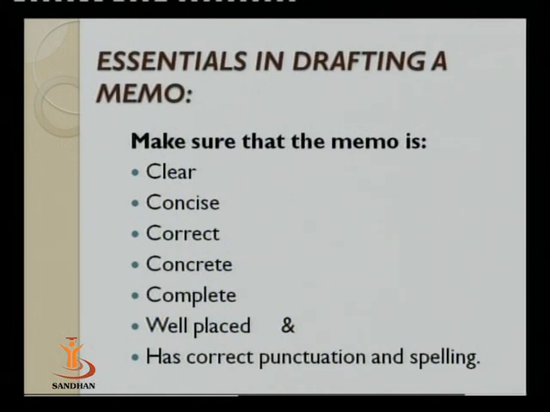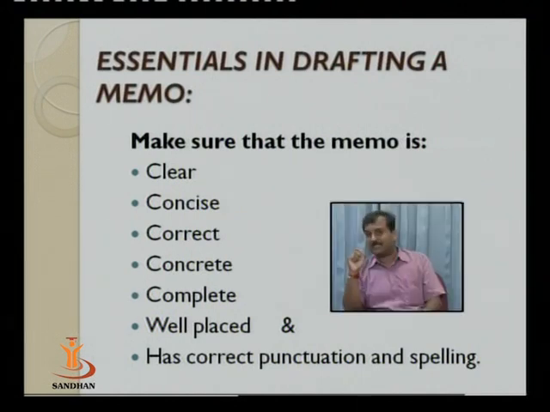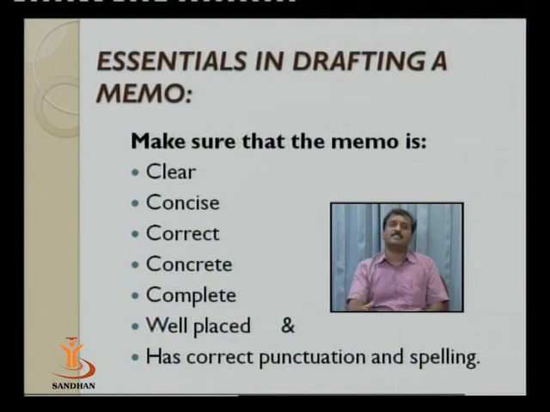The third point is correctness, which means accuracy of drafting. A person who knows the language well can use correct language, and the assignment of writing a memorandum should go to such a person who can put things in the right word, the right place, and the right sentence in the right order. The next point is concreteness. What do we mean by concreteness? Concreteness means authenticity and responsibility.